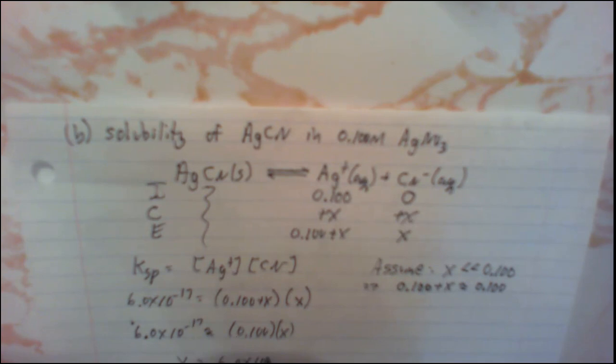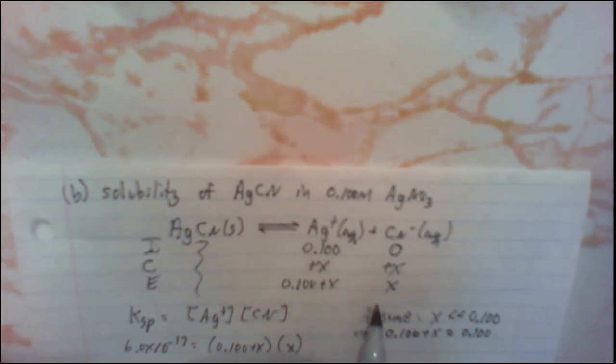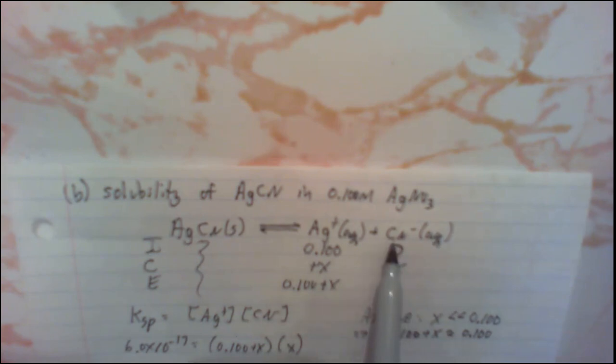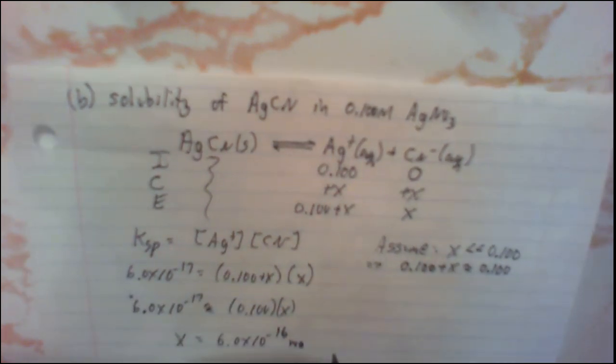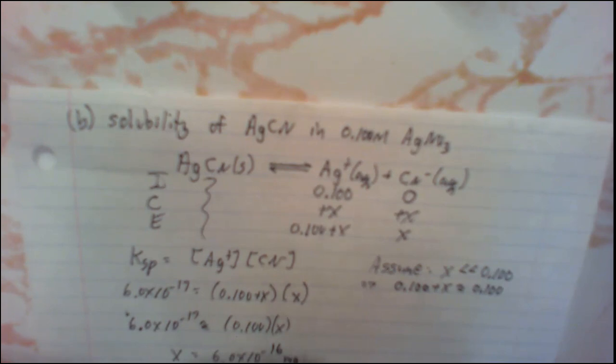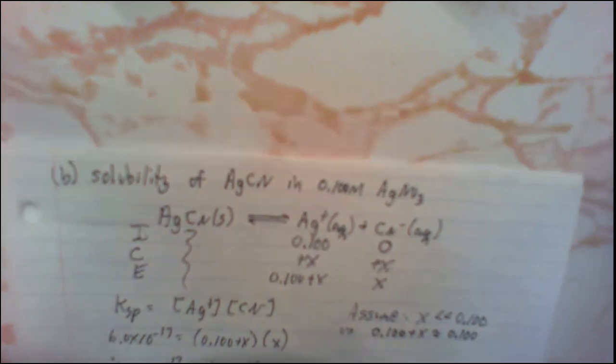6.0 times 10 to the minus 16 molar silver, or molar silver cyanide solubility. That is a concentration of cyanide. Concentration of silver would be 0.1 plus this number, which you can see is basically the same as just 0.1. So this would also be the molar solubility of silver cyanide, but in a 0.1 molar silver nitrate solution.